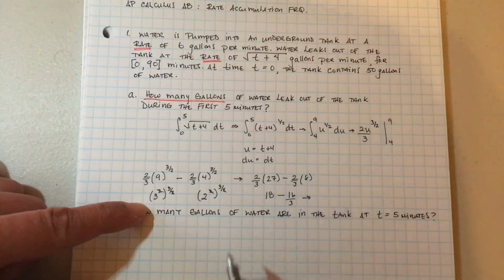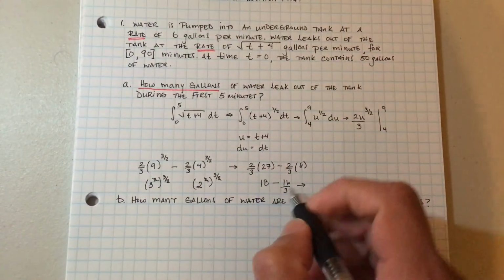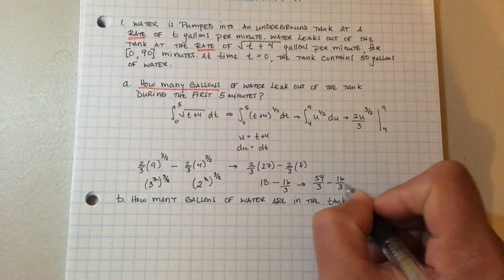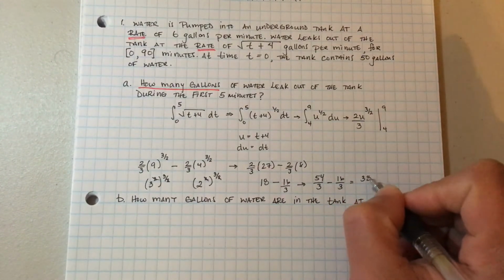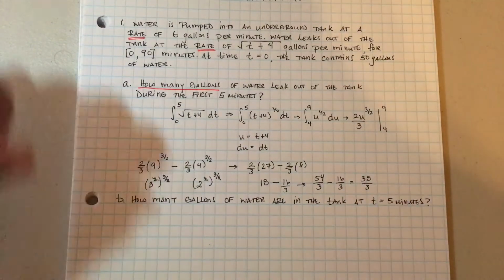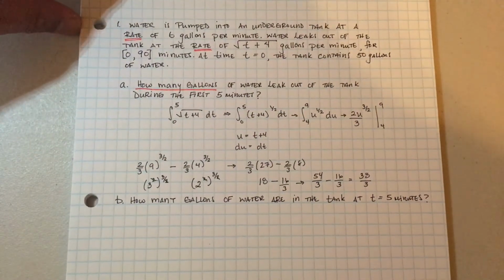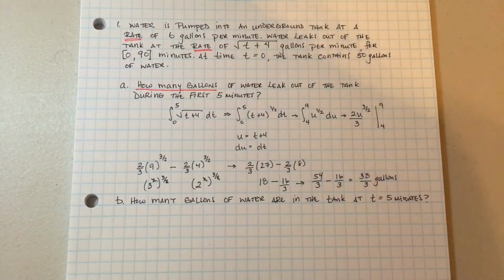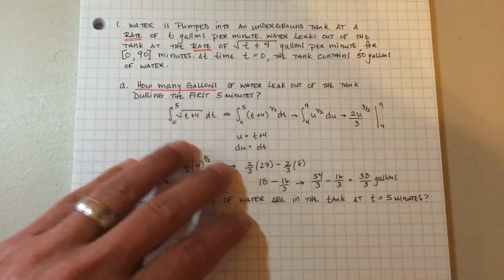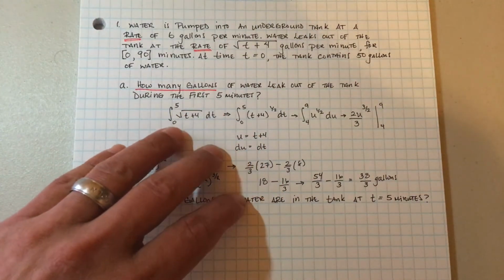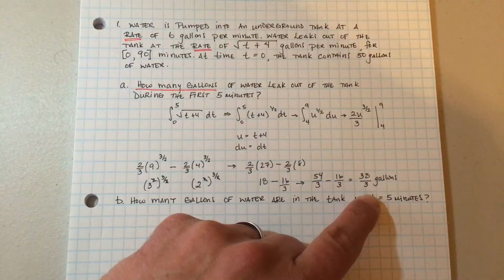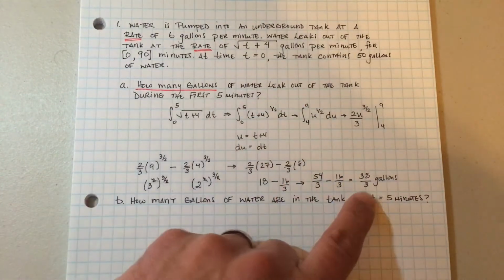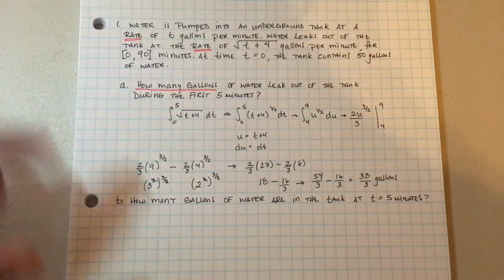Okay, keep doing the math. 18 times 3, that gives me 54/3 minus 16/3. That's going to give me 38/3. Well, what are we talking about? Okay, we're talking about gallons. So in the first 5 minutes, you have accumulated 38 1/3 gallons that have leaked out. How many gallons of water leak out of the tank during the first 3 minutes? 38 1/3 gallons. And that's it.